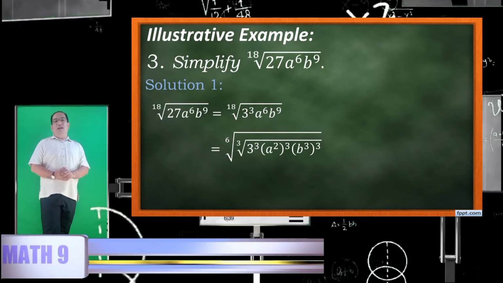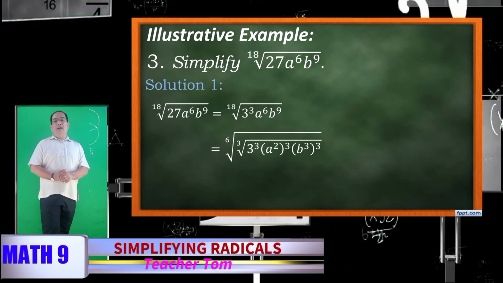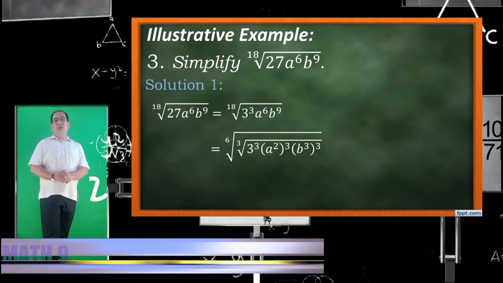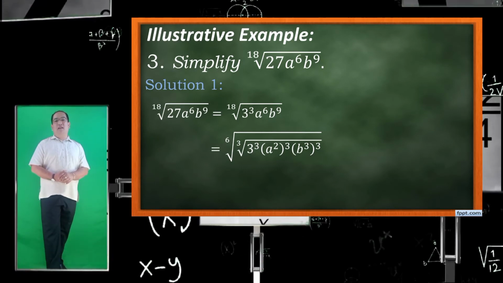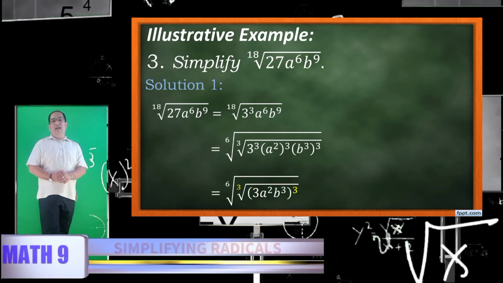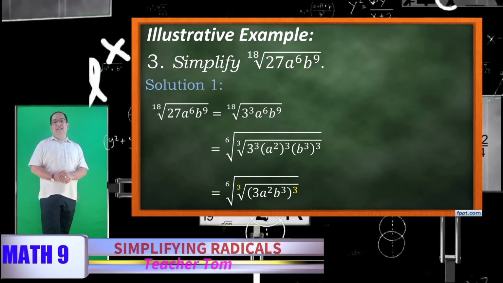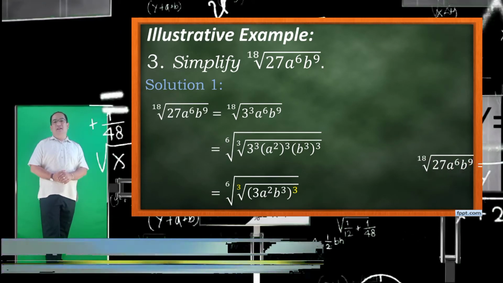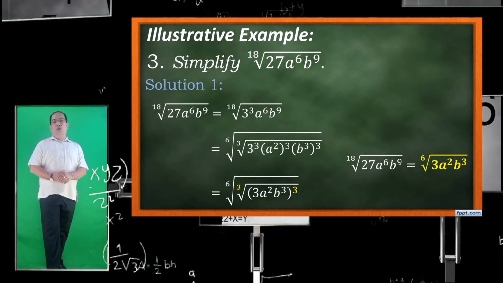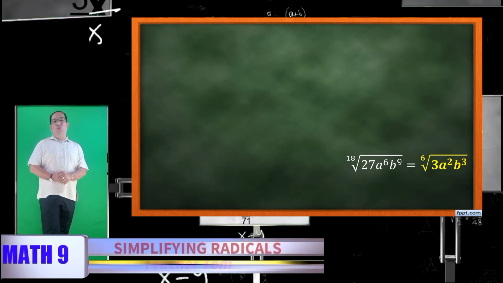So, the 6th root of the cube root of 3 cubed times the quantity a squared raised to 3 times the quantity b cubed raised to 3. Cancelling the exponent 3 and the index 3. So we have the 6th root of 3a squared b cubed.